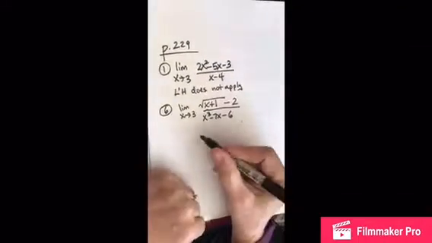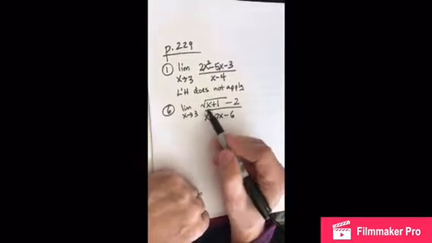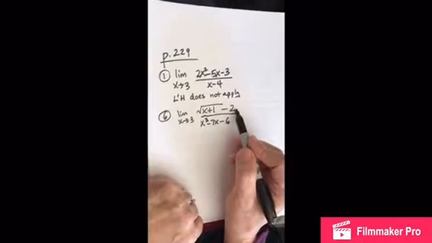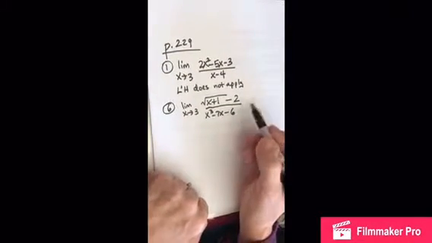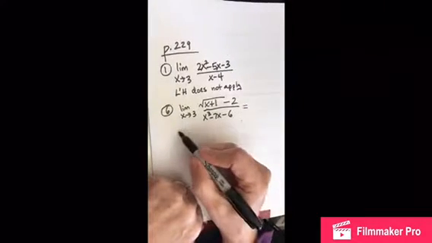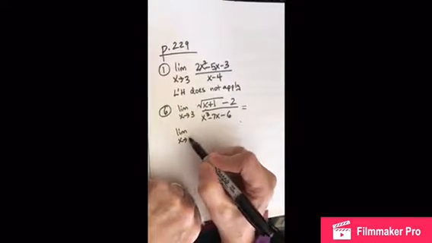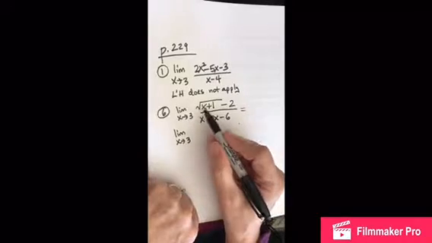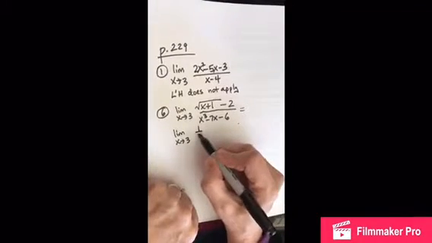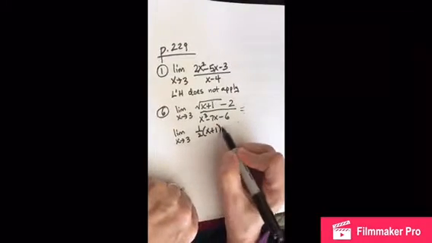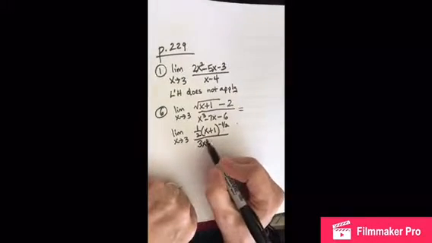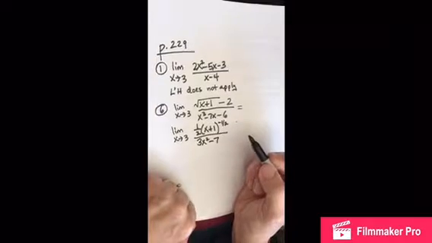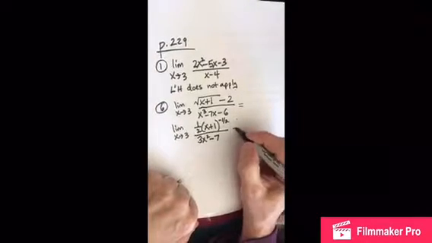So the first thing we need to do is to plug the 3 in. When we plug it in the numerator, we do get 0. And when we plug it in the denominator, we also get 0. Which means that we can use L'Hopital's rule. And we would take the derivative of the numerator over the derivative of the denominator. And then we try to plug the 3 in.